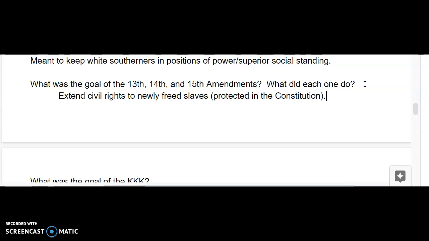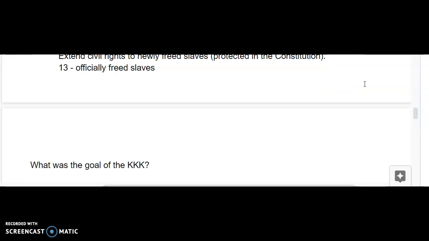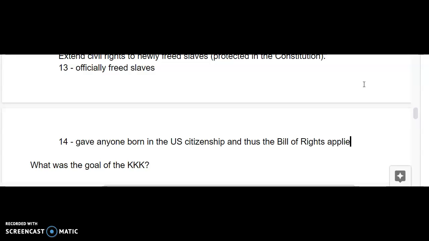Now, we'll see that these amendments can be interpreted in ways that are not very equal. So you need to know all three of them. The 13th Amendment officially freed slaves. The 14th Amendment gave anyone born in the U.S. citizenship, and thus the Bill of Rights applied to them. So this one is the most broad. The 14th is the most broad.